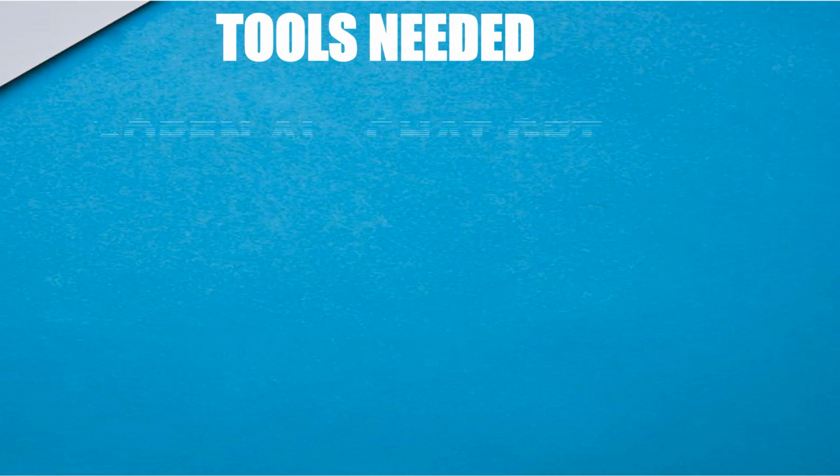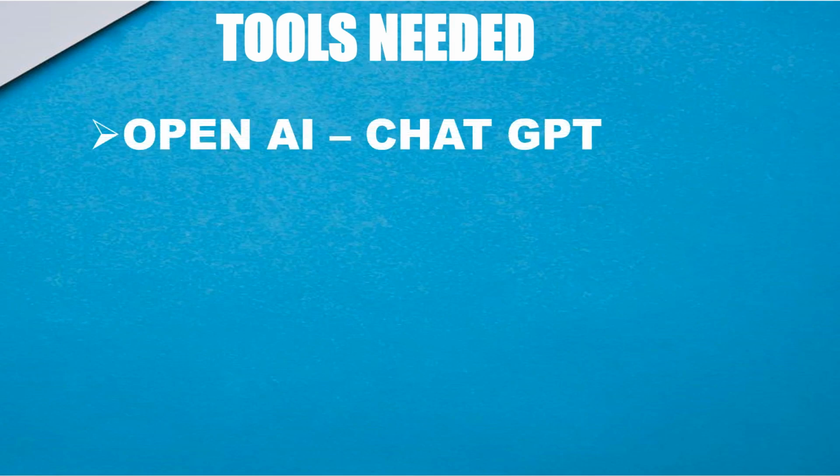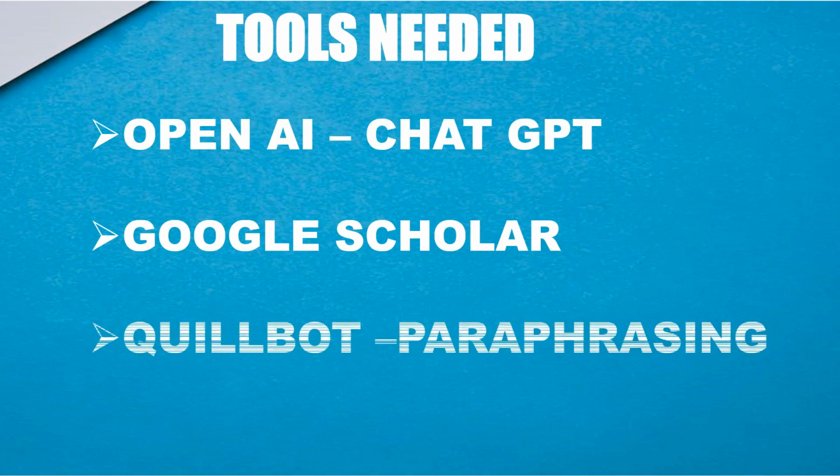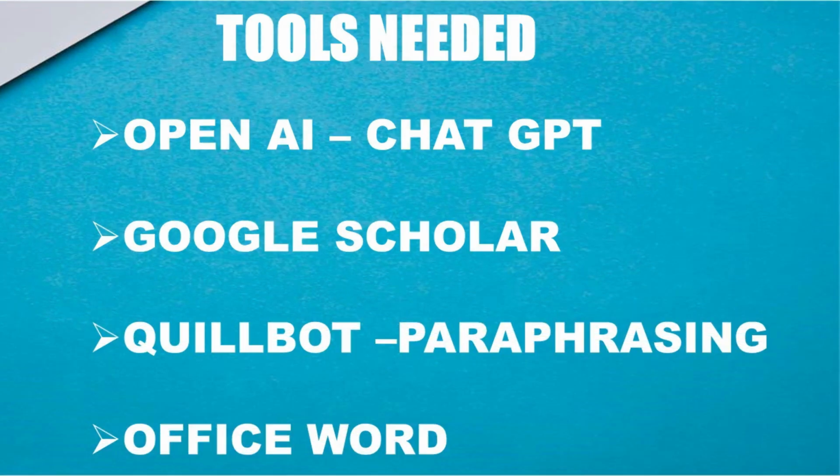So the most important tool that you need right now is OpenAI, that's ChatGPT, and it is good for you to make your searches and comparisons and other stuff. Okay, and then the other one that you need is Google Scholar. Google Scholar helps you to compare your thesis, that's your literature review, with other works which have been done already. And of course, you also need the paraphrasing tool, that's Quillbot. Okay, that helps you to change your grammar and other stuff.